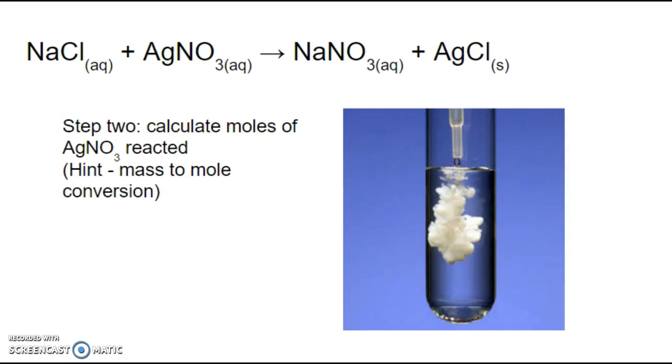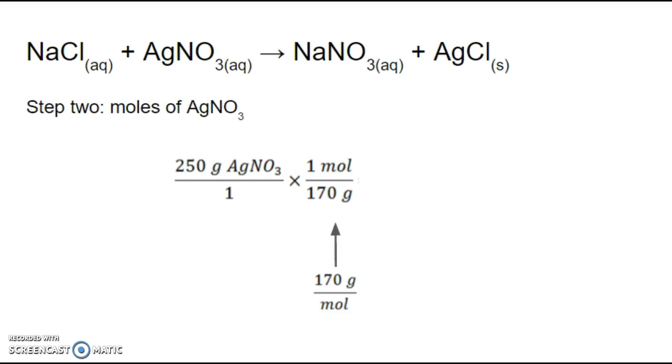I usually start out by using what I know, that we have 250 grams of silver nitrate. And since we just calculated the gram formula mass, we can use that as a conversion factor in our equation. But we do have to flip over that conversion factor because we want our proper units to cancel out. So instead of 170 grams per mole, it will be 1 mole per 170 grams. We just flipped that over.